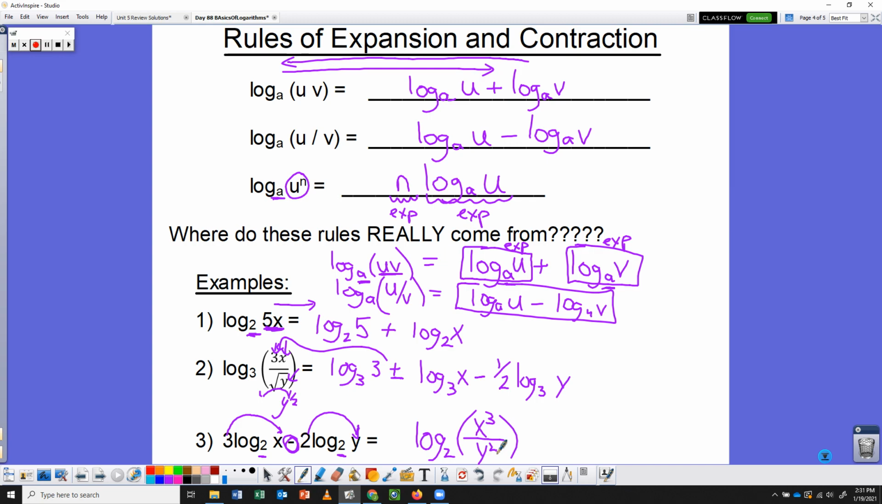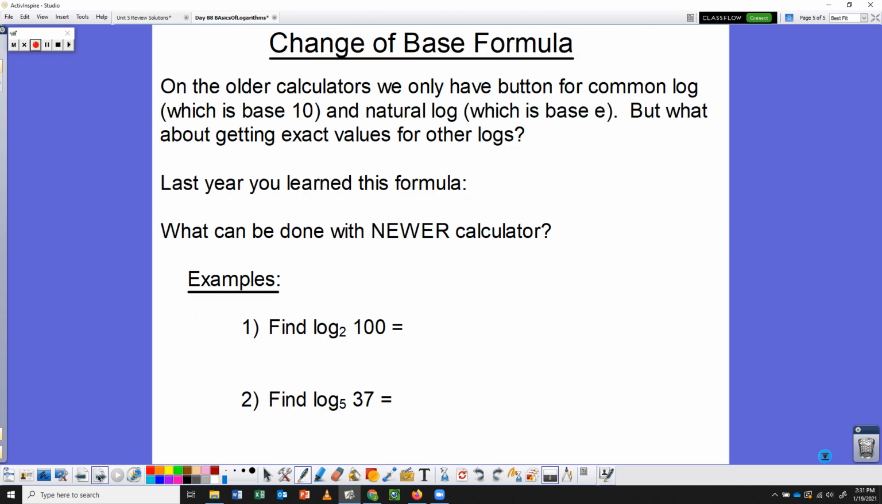All right, on our last page of notes, we're going to learn about something called the change of base formula. Now, you may or may not have seen this. If you have an older calculator, you do not have a button for taking a logarithm of any base, so you would have to be able to use this and know what it is. But if you have one of those newer calculators, you probably can take the logarithm of any base that you want to. Let me show you what the formula is.